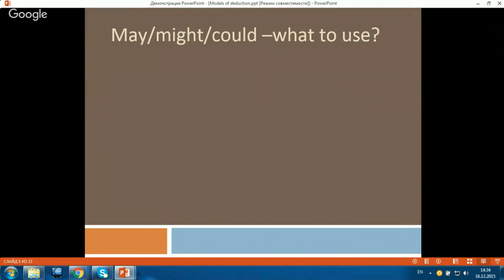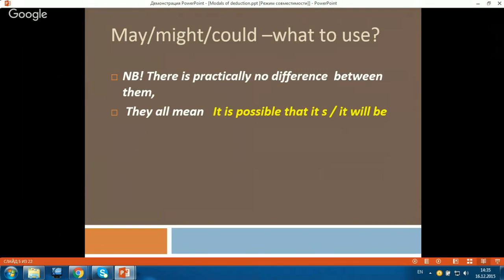May, might, or could, guys. What to use in each situation? We need to remember that in this function, there is practically no difference between them. To express present or future possibility of something, you can equally use all of them. And all of them will mean it is possible that it is, or it is possible that it will be. For example, it is possible that it will rain tomorrow. It might rain tomorrow. It may rain tomorrow, or it could rain tomorrow. All of them are equal.